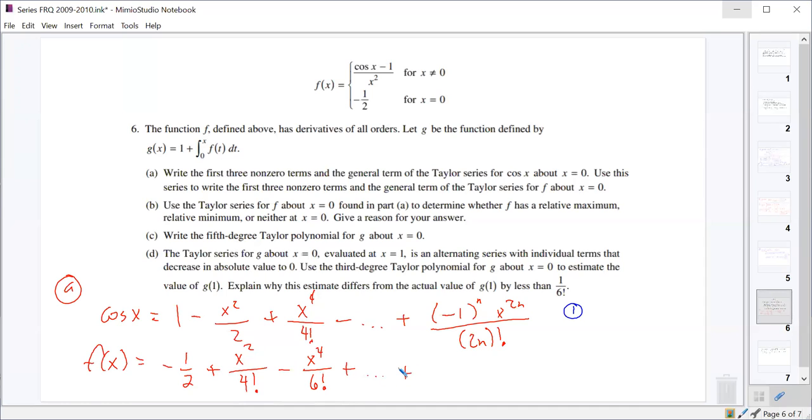And what is our general term going to look like? It should still be alternating, so it still should have a negative 1 in here, but since we're starting with a negative term, we're going to have to change that to n plus 1. And then we still got x to the 2n in our numerator. And then in the denominator, what do our factorials now become? They're no longer 2n factorial. They're now 2n plus 2 factorial.